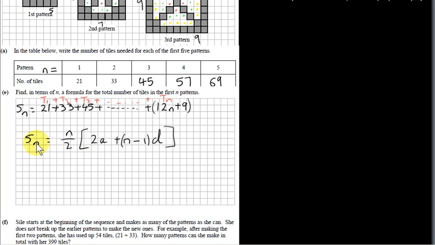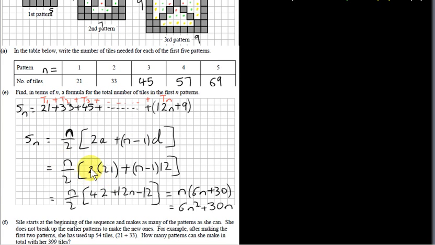Here is a formula for Sn, the sum of the first n terms of an arithmetic series. Now this is proved in an earlier video. We'll just apply it here. So we're looking at Sn, so we're not plugging anything in for n. We're getting a formula for Sn. What we need to do is plug 21 in for A and 12 in for D.